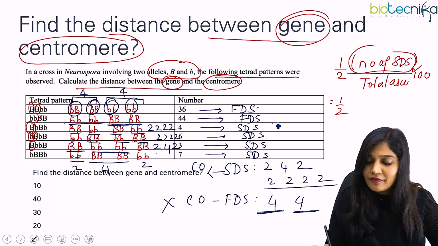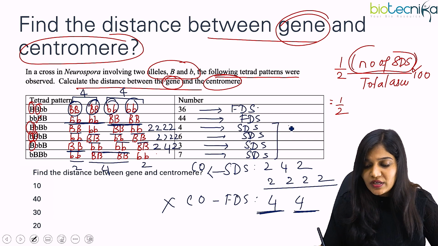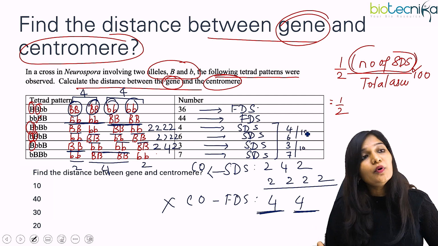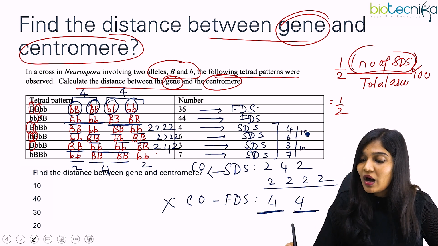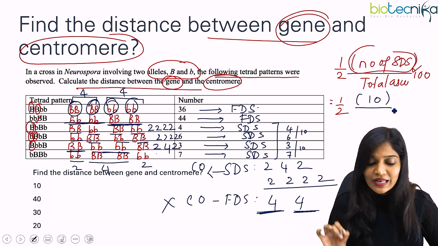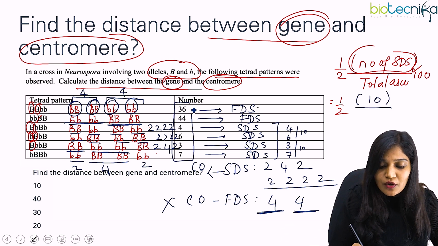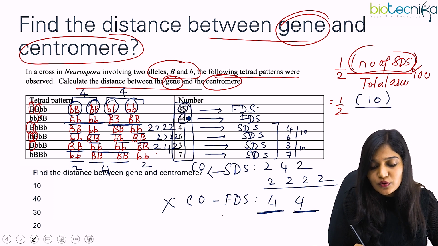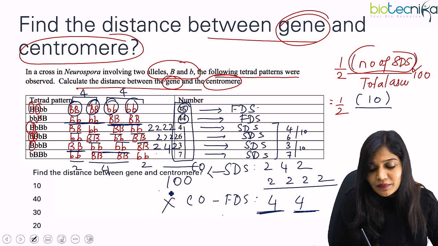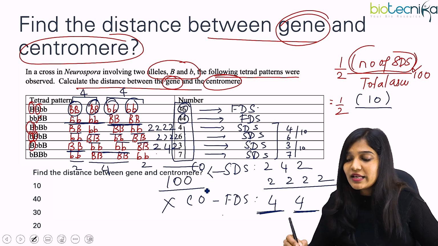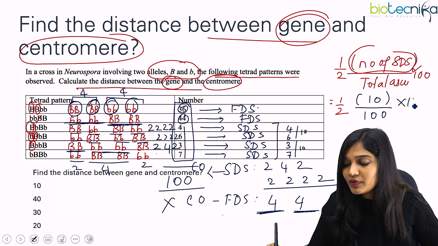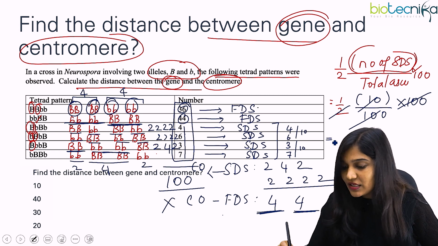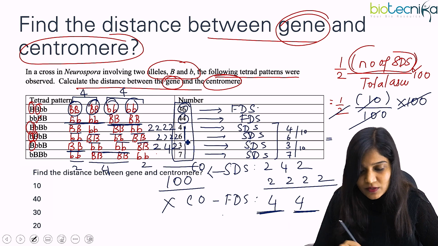Now what we have to do, wherever you're seeing SDS, you're going to add. So here 4, 6, 3 and 7. So it is 10 and 10. So the number of SDS is going to be 10. So half into 10, and the total asci you have to calculate: 36, 44, 4, 6 is given. So it is 20. So here you're seeing 30, 40. So totally it is going to be 100. Sometimes they can give you the total values or you have to calculate. 100 into 100, just cancel this one and it becomes 20. Yeah, this is going to be 20.